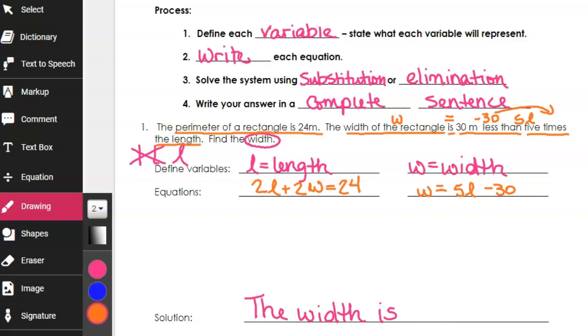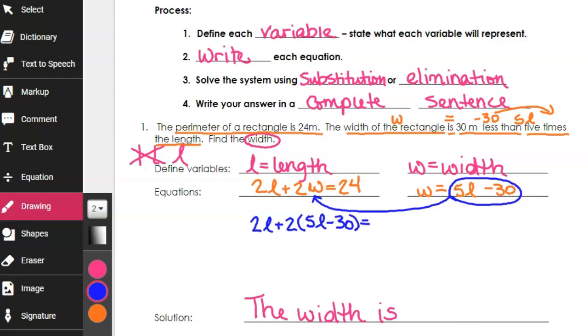So I've written them. I want to solve the system using substitution or elimination. I'm going to go ahead and solve using substitution because I have a variable that's already solved for. I'm going to put this in place of W. So I have 2L plus 2 times the width, which we know from the other equation is 5L minus 30. And that should be equal to 24.